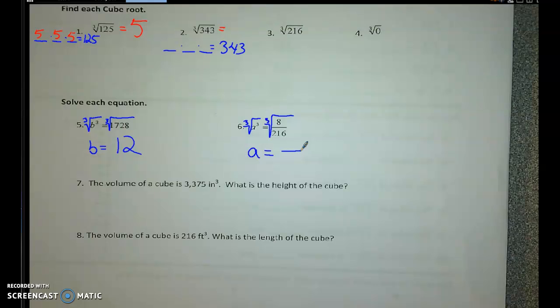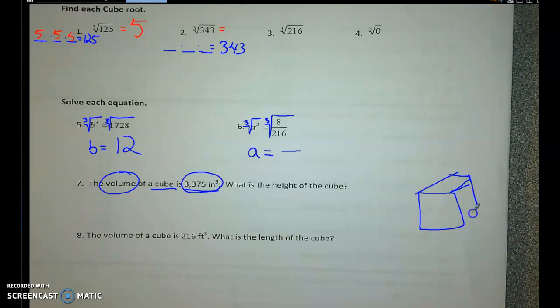Number 7, volume of a cube, and it tells you that volume. Okay, when we think volume of a cube, remember that that is a three-dimensional shape. So for volume, we have to know the side, the side, the side. And so with a cube, volume equals S times S times S, or volume equals S cubed.